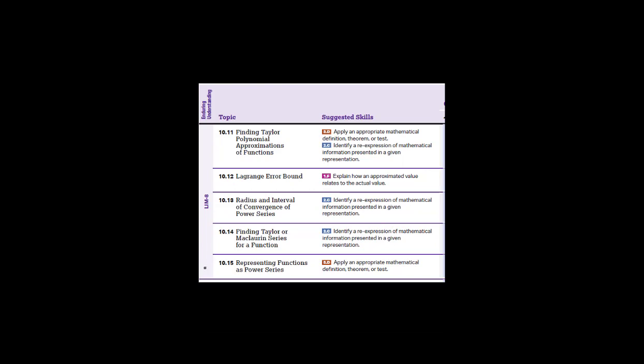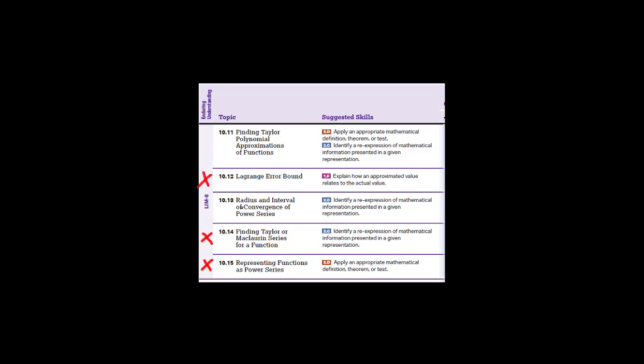This is the final page of the topics. I'm going to work backwards here. 10.15, representing functions as a power series, that is out. 10.14, finding a Taylor or Maclaurin series for a function, that is out. When I read that initially, I said, all right, so Taylor series and Maclaurin series are out. The focus is going to be on whether or not a series converges or diverges, using some of the basic p-series, alternating harmonic, alternating series test, etc. Error bound here is out.